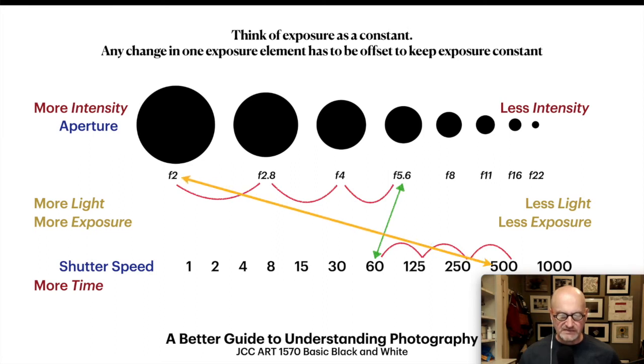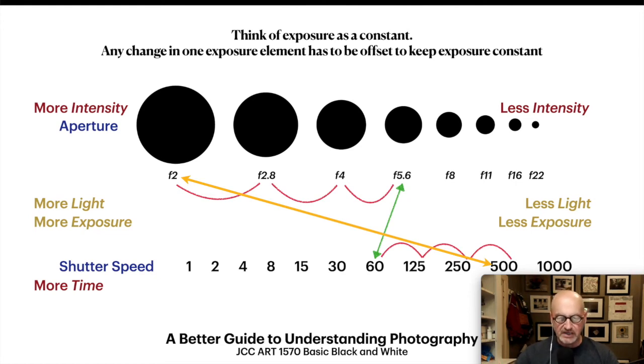The only difference is I've created it by decreasing the time and increasing the intensity. That's the cool thing about this. Once you have your initial exposure figured out, you have the whole palette to work with here. So 500 and f2 is exactly the same amount of exposure as 60 and f5.6.